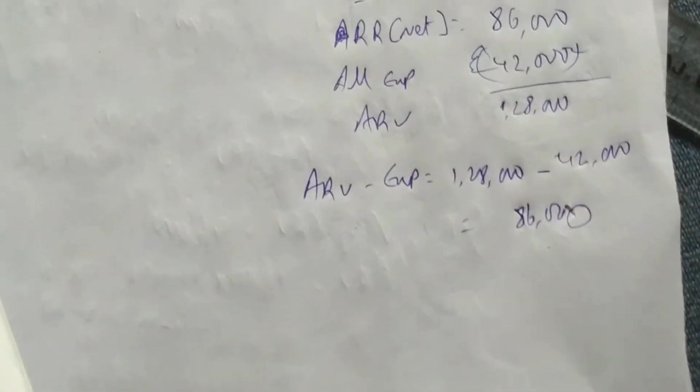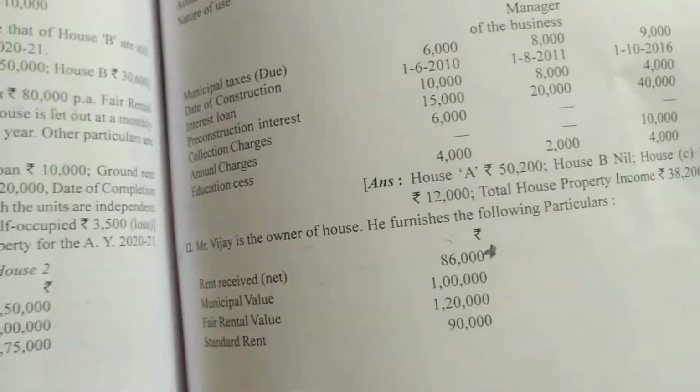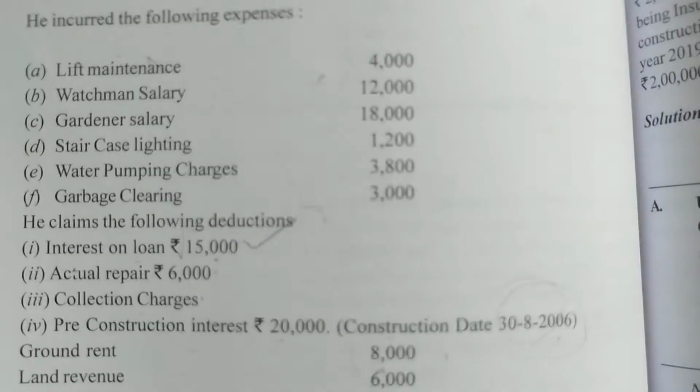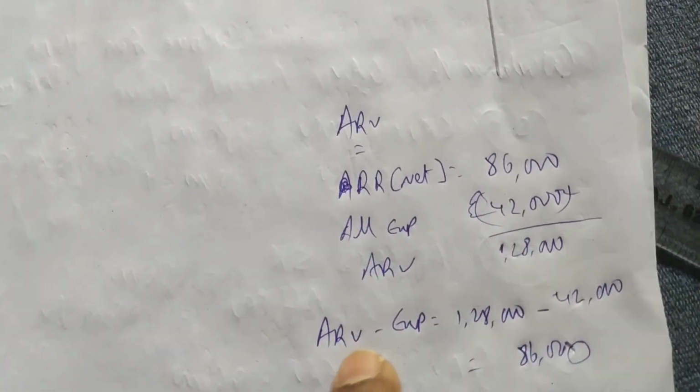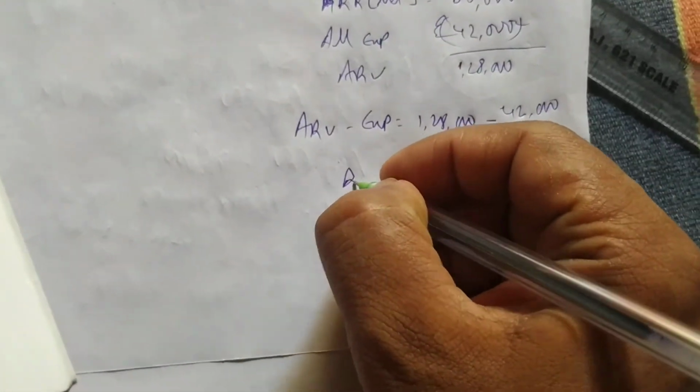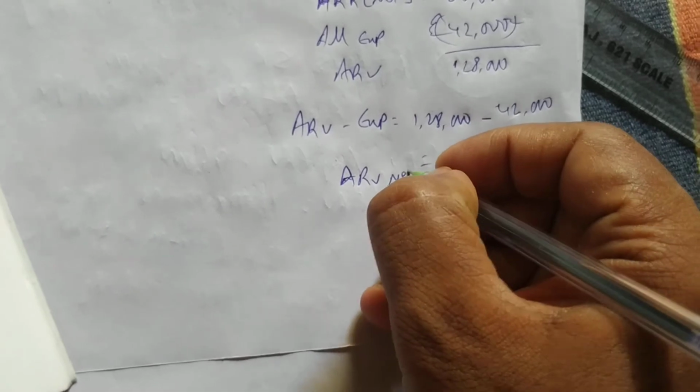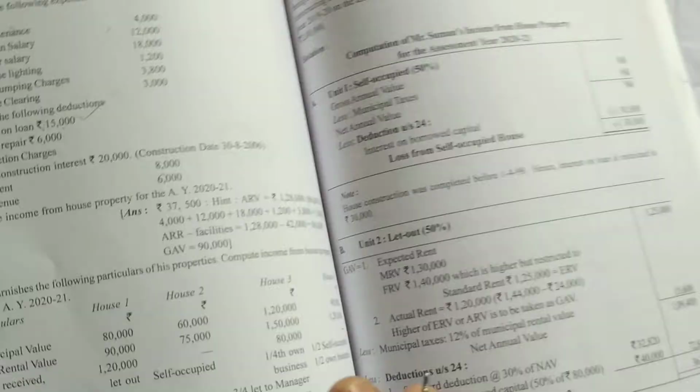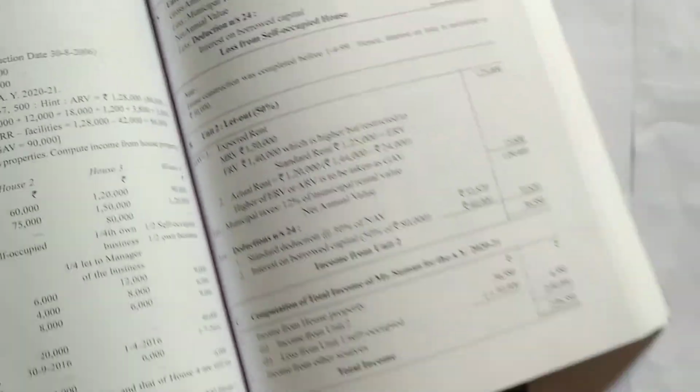But when the question asks, you have to do it in the same manner. Whenever the question is given like this, with net rent received and expenses given, you have to add the expenses first and find out ARV. Next, from ARV you deduct the expenses and you get 86,000, which is again called ARV net. It is the same thing: only add expenses, then deduct expenses. That's it. So we can easily solve this problem now.